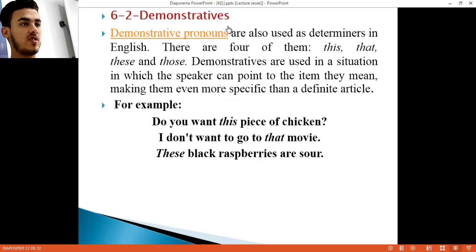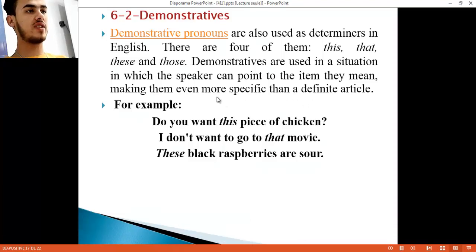So we have to see also what the demonstratives are. Demonstrative pronouns are also used as determiners. In English, there are four of them: this, that, these, and those. Demonstratives are used in a situation in which the speaker can point to the item. They make the noun even more specific than a definite article.